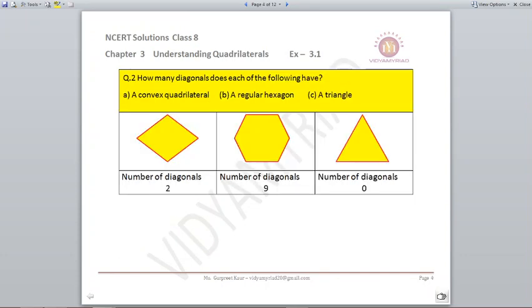Question number 2. How many diagonals does each of the following have? You have a convex quadrilateral, a regular hexagon and a triangle. In the case of a quadrilateral, the shape is drawn for you. You can draw only 2 diagonals. In the case of a hexagon, it consists of 6 sides. You can draw 9 diagonals, whereas in the triangle there is no possibility to draw any diagonal. No 2 points can meet here.